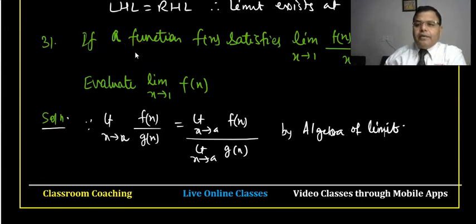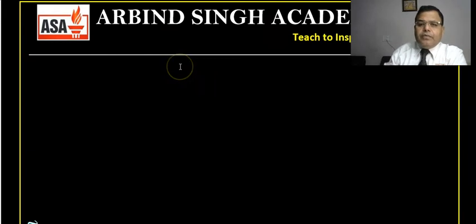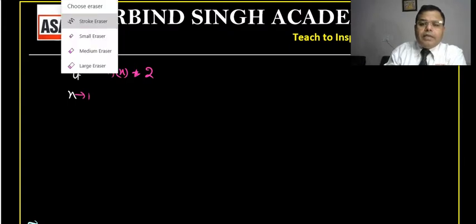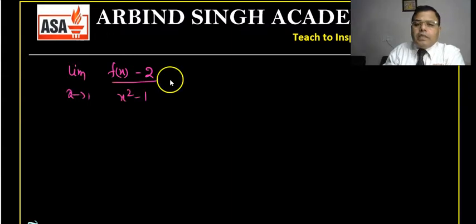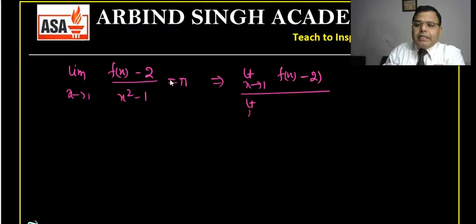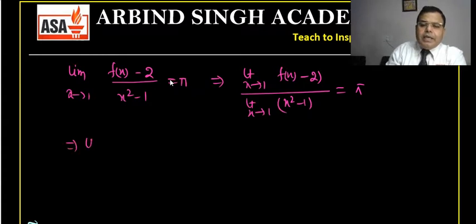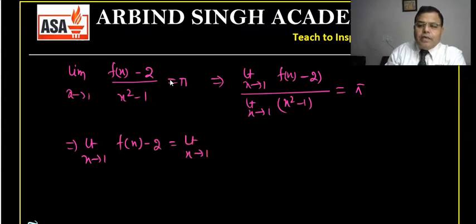Limit x tends to 1 of f(x) minus 2, and therefore we can write here limit x tends to 1 of f(x) minus 2 is equal to pi. That can be written as limit x tends to 1 of f(x) minus 2 divided by limit x tends to 1 of x square minus 1 is equal to pi. This can be written as limit x tends to 1 of f(x) minus 2 is equal to limit x tends to 1 of pi times x square minus 1.